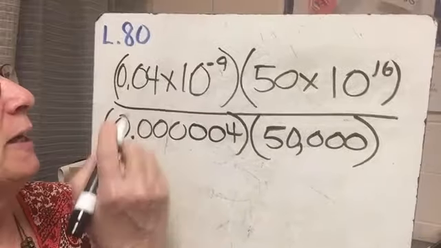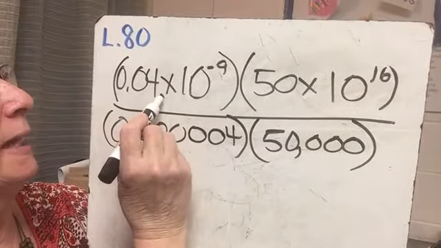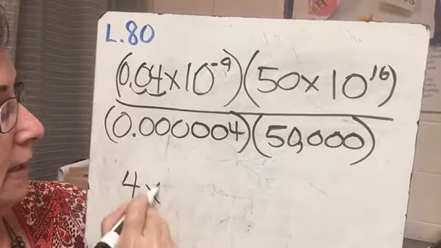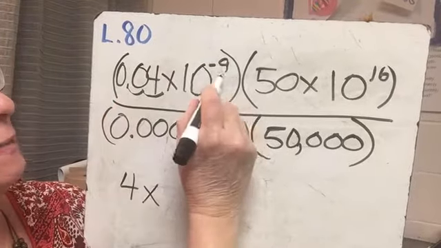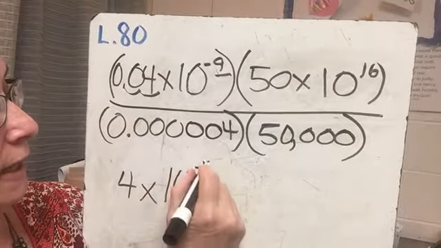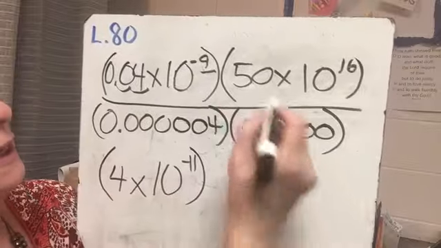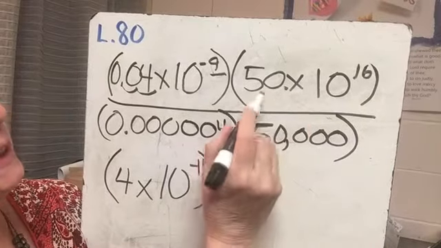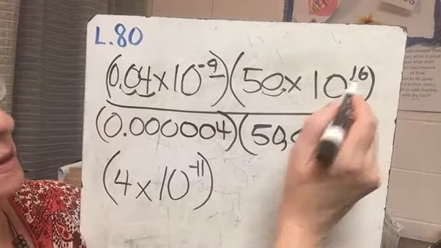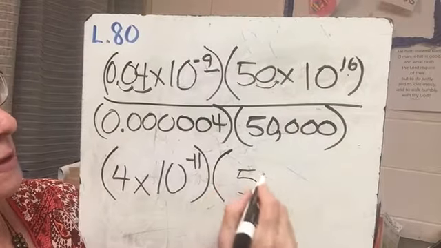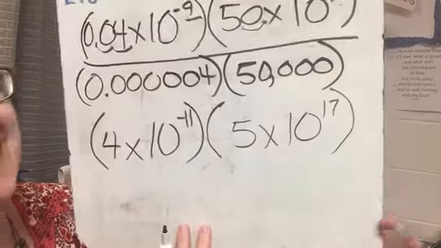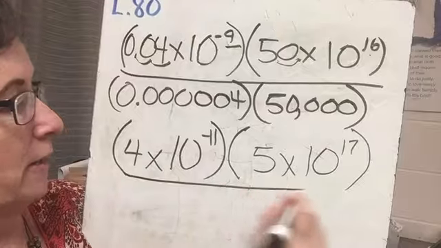All right, so we know that this one needs to be here. So we're going to move it 2 to the right and put a 4 down here. But since we moved it 2 to the right, this one needs to go 2 to the left. So 10 to the negative 11. Okay, here's my decimal, but it needs to be right after the 5. So 1 to the left, 1 to the right. 5 times 10 to the 17. You get really fast at this after a while.